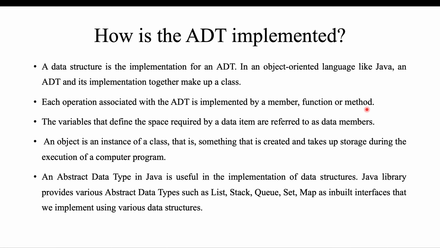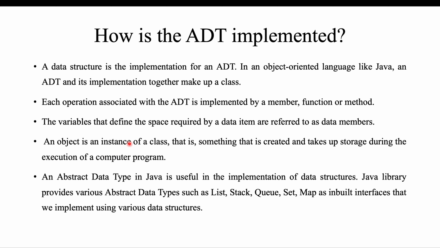So this we have already seen in most of our programs, that whatever operation we have to do, generally either we are creating an object of it or we are creating a method or a function of it, so that that particular operation is implemented. The variables that define the space required by a data item are referred to as data members. So whatever is occupying a space in the memory, it might be an object, it might be a variable, it might be a value, it is referred to as data members.